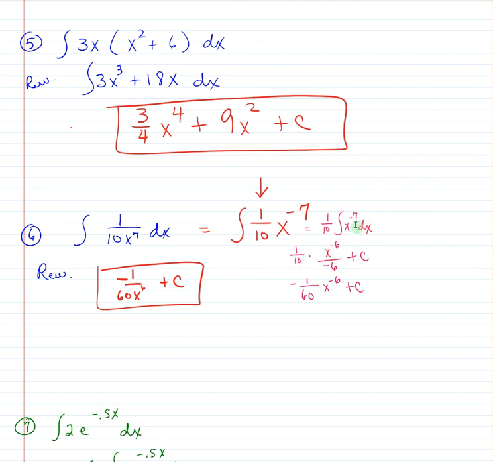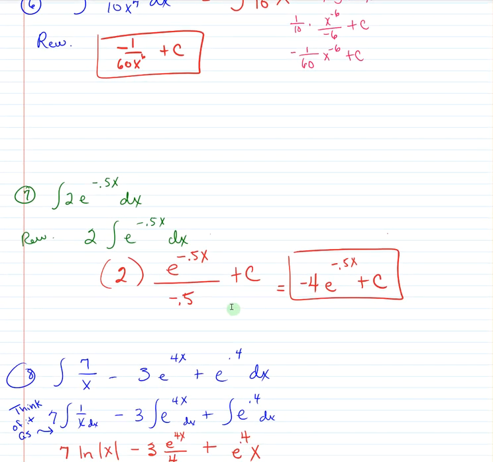Now if you add 1 to the negative 7, you get negative 6, and negative 6 has to go on the bottom plus c. And so the 1's on top, the 10's on the bottom, the negative 6 is on the bottom. So we've got negative 1 over 60, x to the negative 6 plus c. We didn't have negative exponents in the question, so usually we try to go back to the form of the question. So the x to the negative 6 would go to the bottom so that the exponent could become positive. So that would be your final answer there.